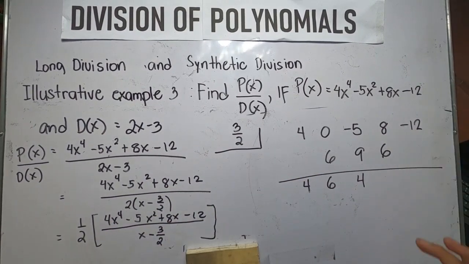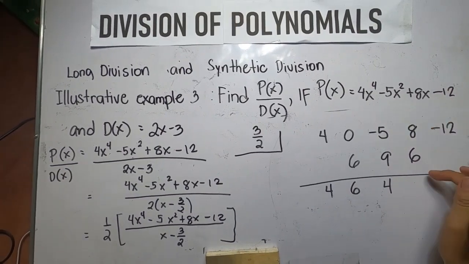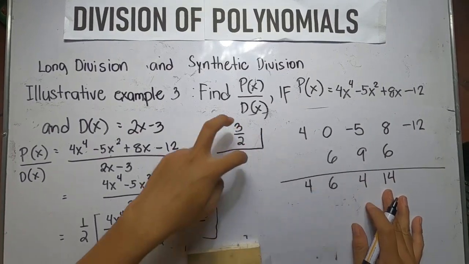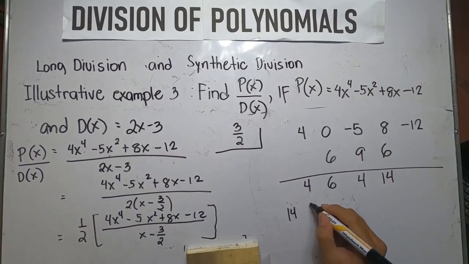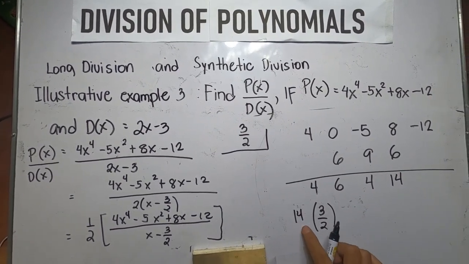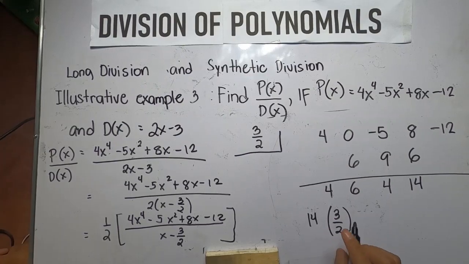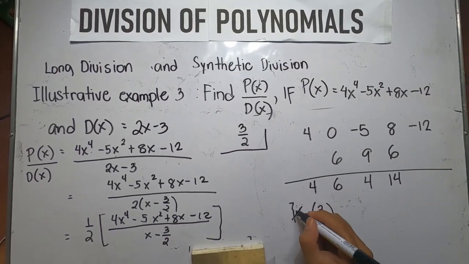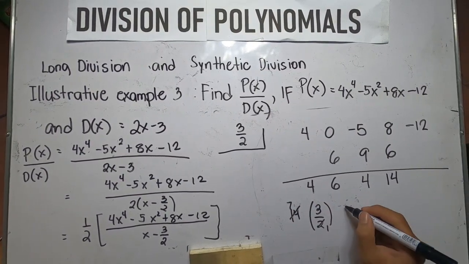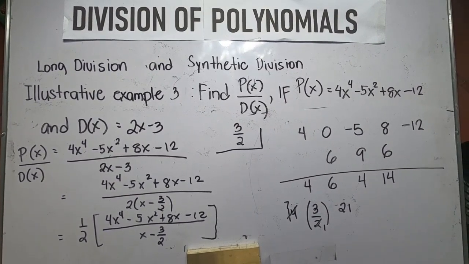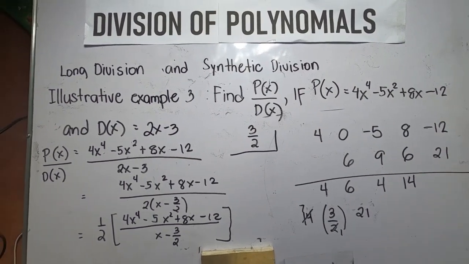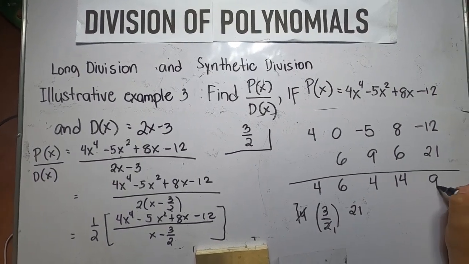Then proceed to addition. 8 plus 6 is equal to 14. Then multiply 14 by 3 halves. 14 multiplied by 3 halves. There is a common factor between 14 and 2. That is 2. 14 divided by 2, that is 7. 2 divided by 2 is 1. 7 times 3 is equal to 21. So, this is 21. Negative 12 plus 21 is equal to 9.